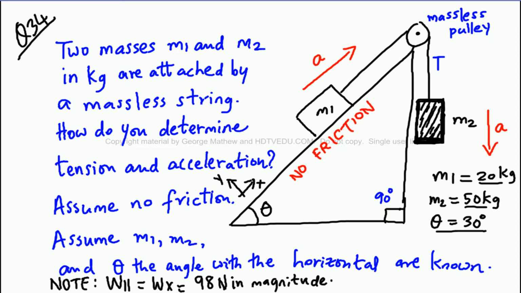For convenience, I've also included the parallel component of the gravitational force. W parallel, Wx, is 98 newtons in magnitude.